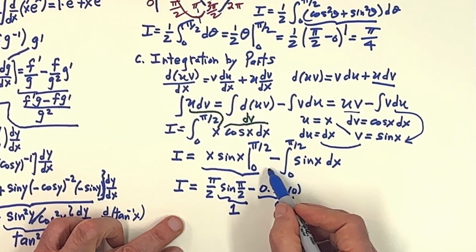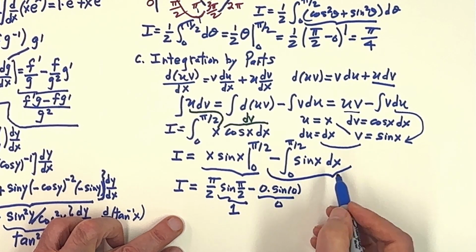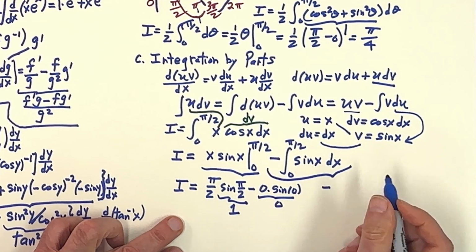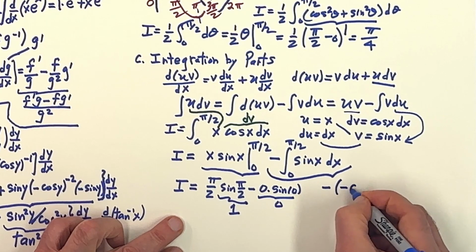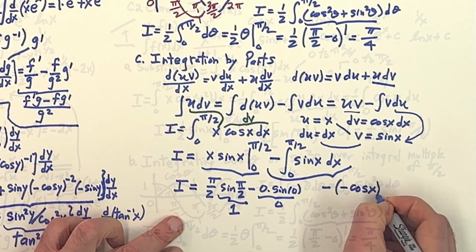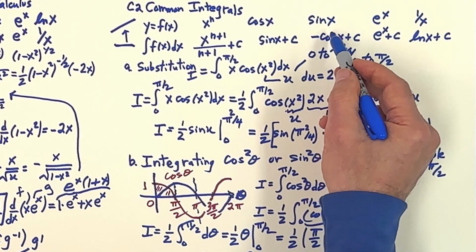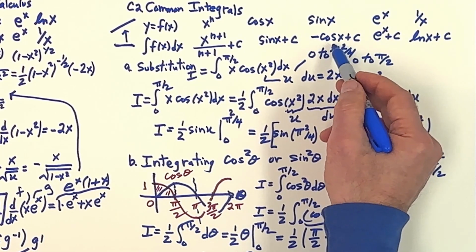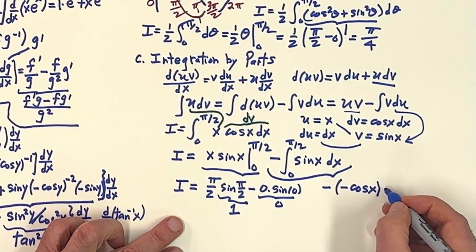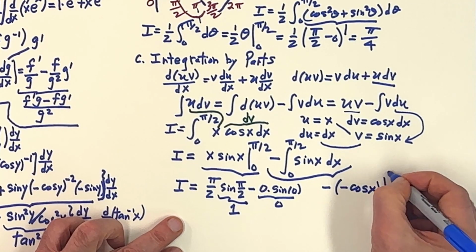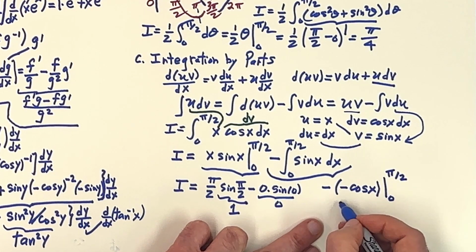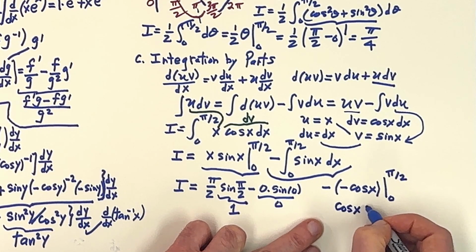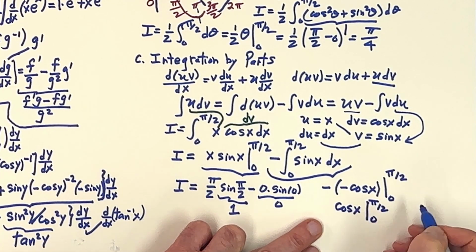Well, what about this one over here? Well, you'd have a minus sign, and then if you integrate the sine of x, you get minus the cosine of x. You may want to remember these, because these are real basic ones. And that's going to go from 0 to pi over 2. And here, the minus signs will cancel, so I'll have the cosine of x from 0 to pi over 2.